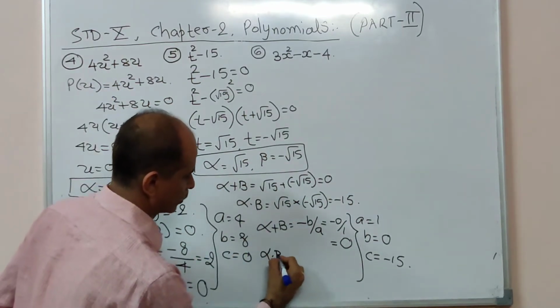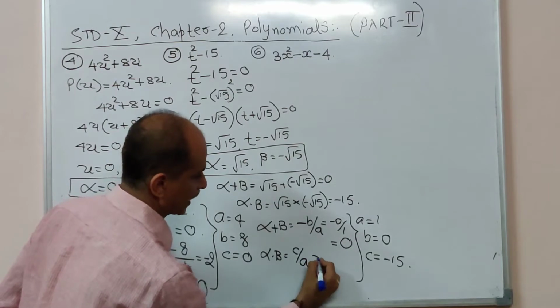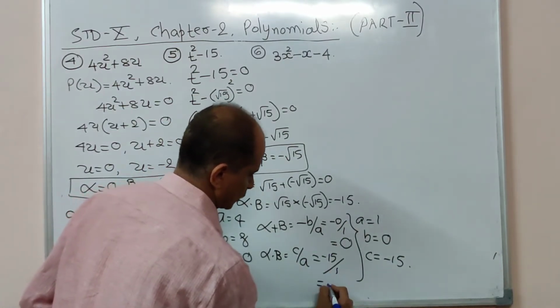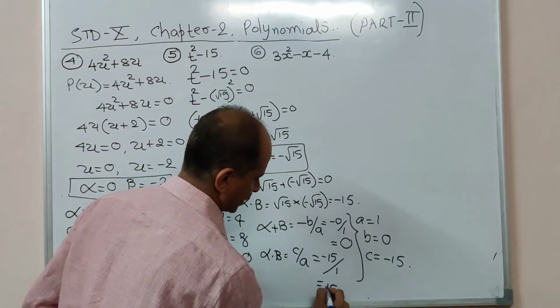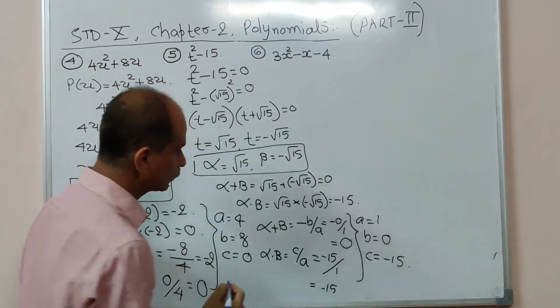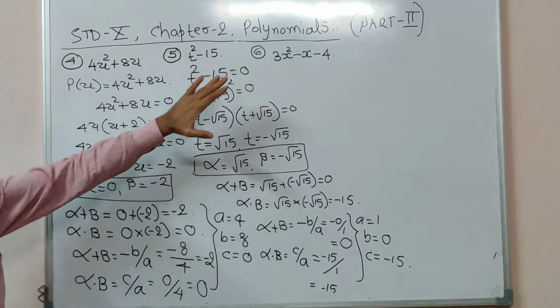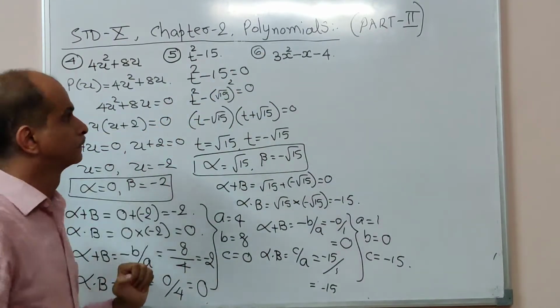Now alpha into beta is equal to c by a. C means minus 15 and a means 1. So your answer is minus 15. So it also verifies with alpha into beta. Now let me start example number 6.